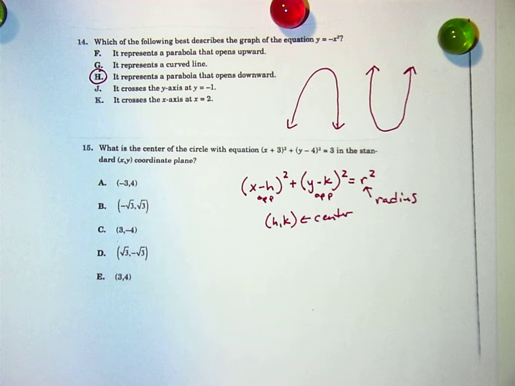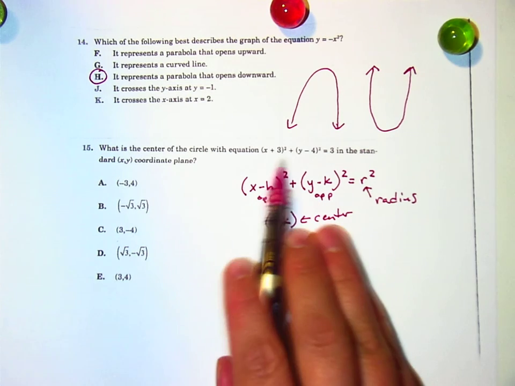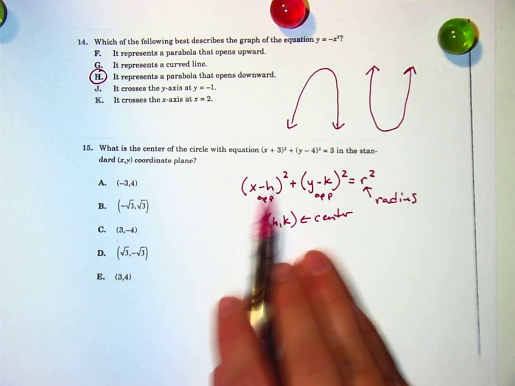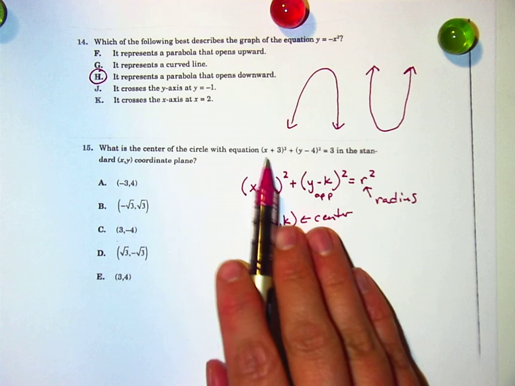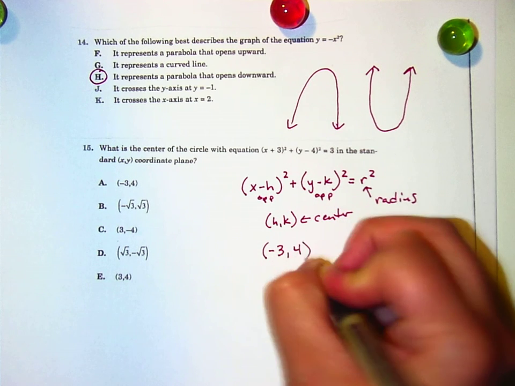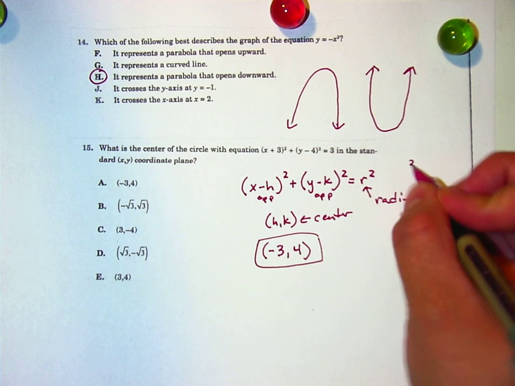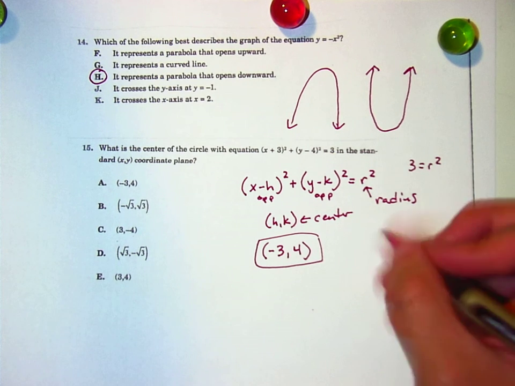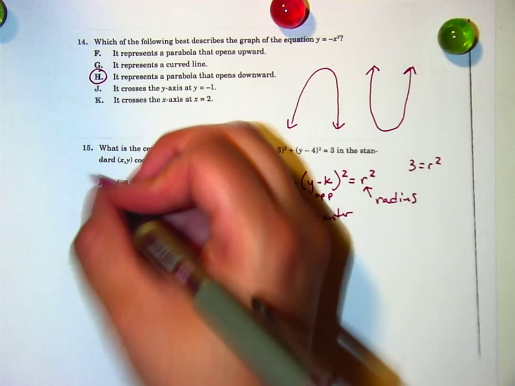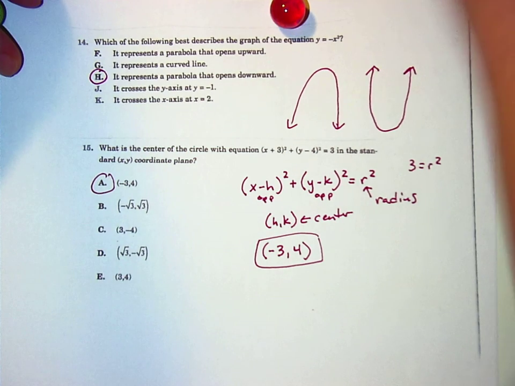So, what is the center of the circle? Okay, so it's going to be 3 and 4, but remember, opposite here. It needs to go opposite because of that minus in the equation for a circle. So that would be negative 3 and positive 4. And if they asked for the radius, since 3 equals r squared, it would be the square root of 3. But they didn't ask that, so let's stop answering questions they didn't ask.